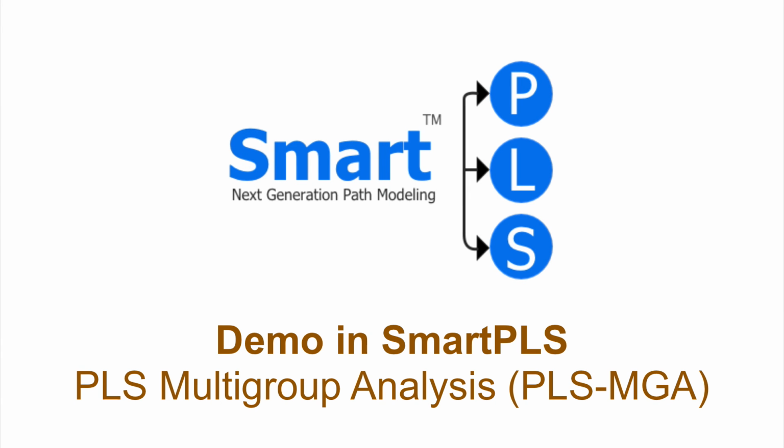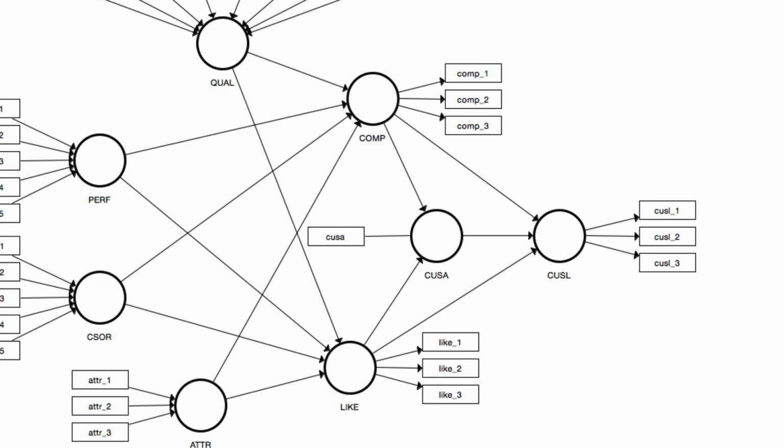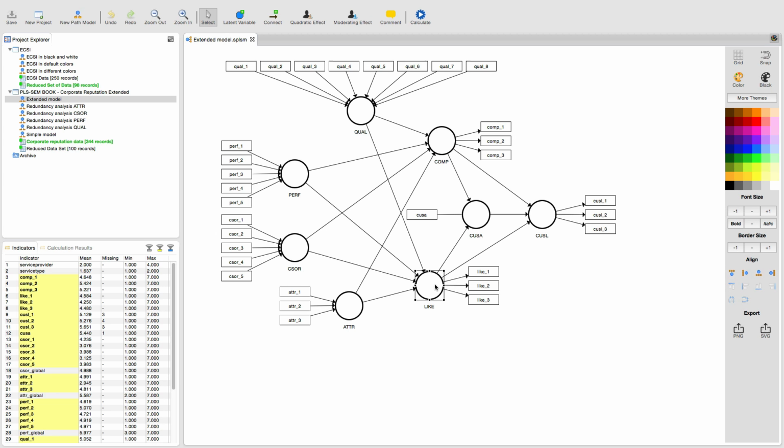Let's run the PLS multigroup analysis, the PLS-MGA, in SmartPLS. For this purpose, we use the corporate reputation model example. We focus on customer loyalty on the right-hand side, which is explained by competence, customer satisfaction, and likability. For these relationships, we would like to figure out if there are significant differences for the group-specific model estimations.